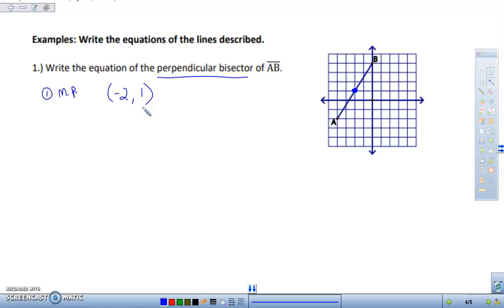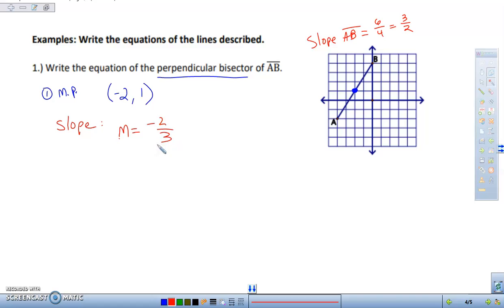But now I need a slope, all right? It's a perpendicular bisector, which means that the slope of my line is perpendicular to this given segment, so the slope's going to be the opposite reciprocal of the slope of that given segment. The slope of segment AB, just by counting, I go up 1, 2, 3, 4, 5, 6, and I go over 1, 2, 3, 4. Well, 6/4 simplifies to 3/2. So if the slope of that segment is 3/2, then the slope of the line that I'm going to write the equation of would be -2/3, the opposite reciprocal of that.